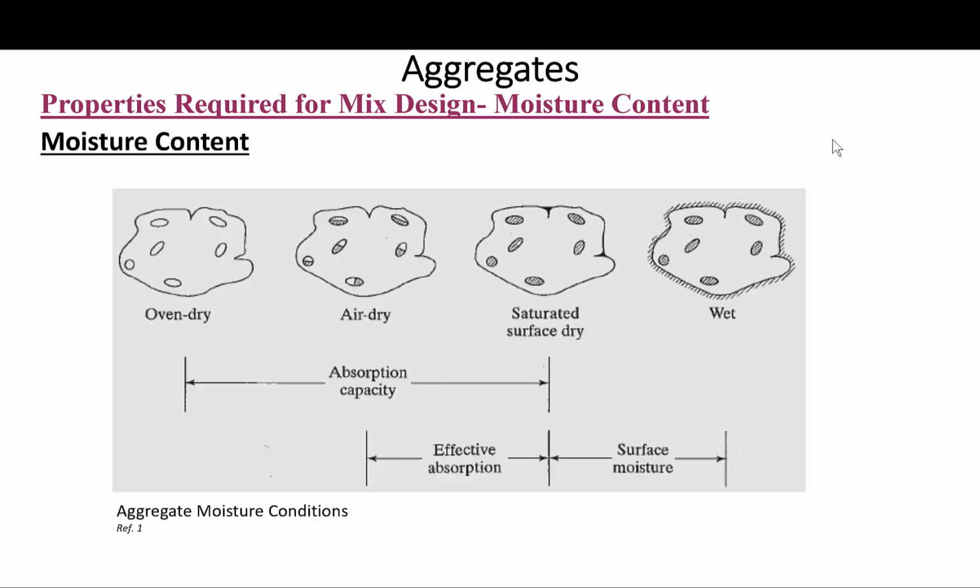Okay. Here are these four states I just mentioned. Here is the oven dry state, air dry state, saturated surface dry, the wet state. And it shows, again, this term called absorption capacity, and there is an effective absorption from this state to this state, surface moisture. Remember these because we are going to use them, and they are very important, as I said, in the mix design procedure. You must know all these things, and you must calculate them accurately because they're going to impact your water cement ratio and so on.